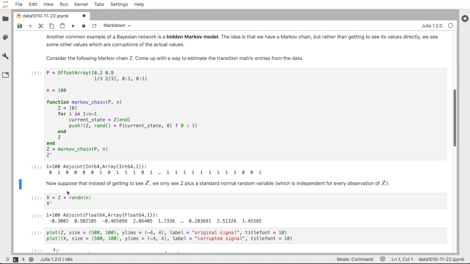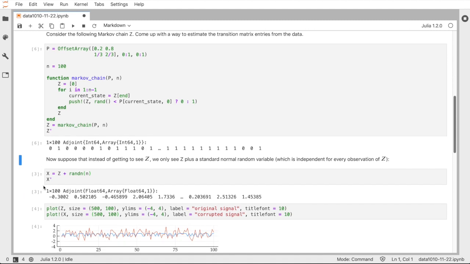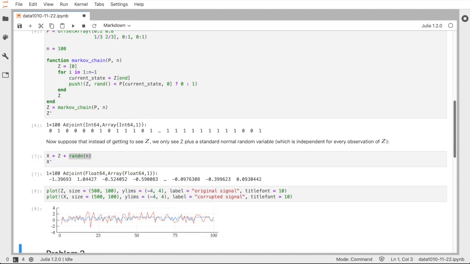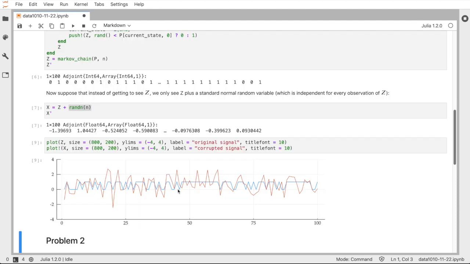So the idea of a hidden Markov model is that there's some extra randomness. So each state is going to get corrupted in some way that depends on what that state is. One simple form of corruption would be to just add a standard normal random variable to each z. So it would look something like this. This first one was a 0, but it had a negative 1.39 added to it when this extra randomness came in. So we can visualize this by plotting both of them. So the blue plot is the original sequence of zeros and ones, and then the red plot is the actual observed sequence.